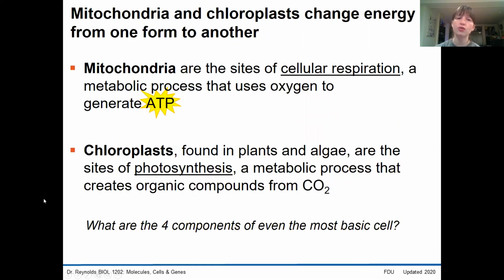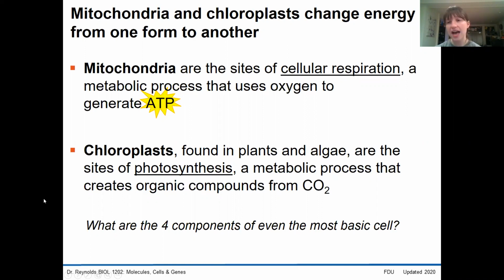We're going to look at two different organelles that have lots of membranes within them and proteins that are responsible for functions that these membranous organelles carry out. The first are mitochondria, which are the sites of cellular respiration, and this is going to be lecture 7, which we'll do next week. It's a metabolic process that uses oxygen to generate a lot of ATP. And then chloroplasts, which are found in plants and algae. They're the sites of photosynthesis, a metabolic process that creates organic compounds from carbon dioxide.